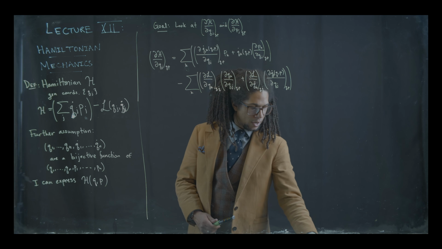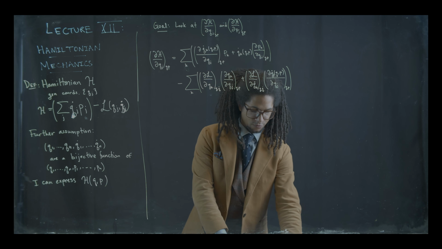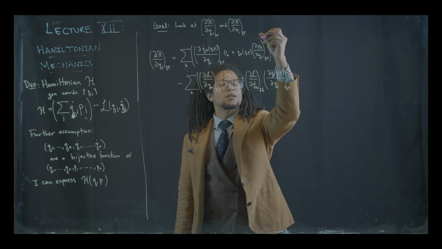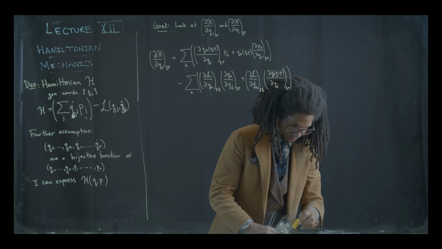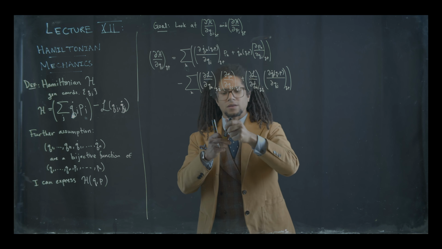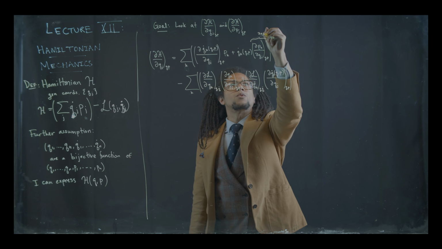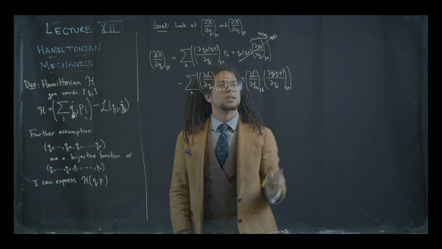Now I have a bunch of simplification to do. So first up is to note that this here is the derivative of one coordinate with respect to the other coordinate. That is definitely going to be 0.